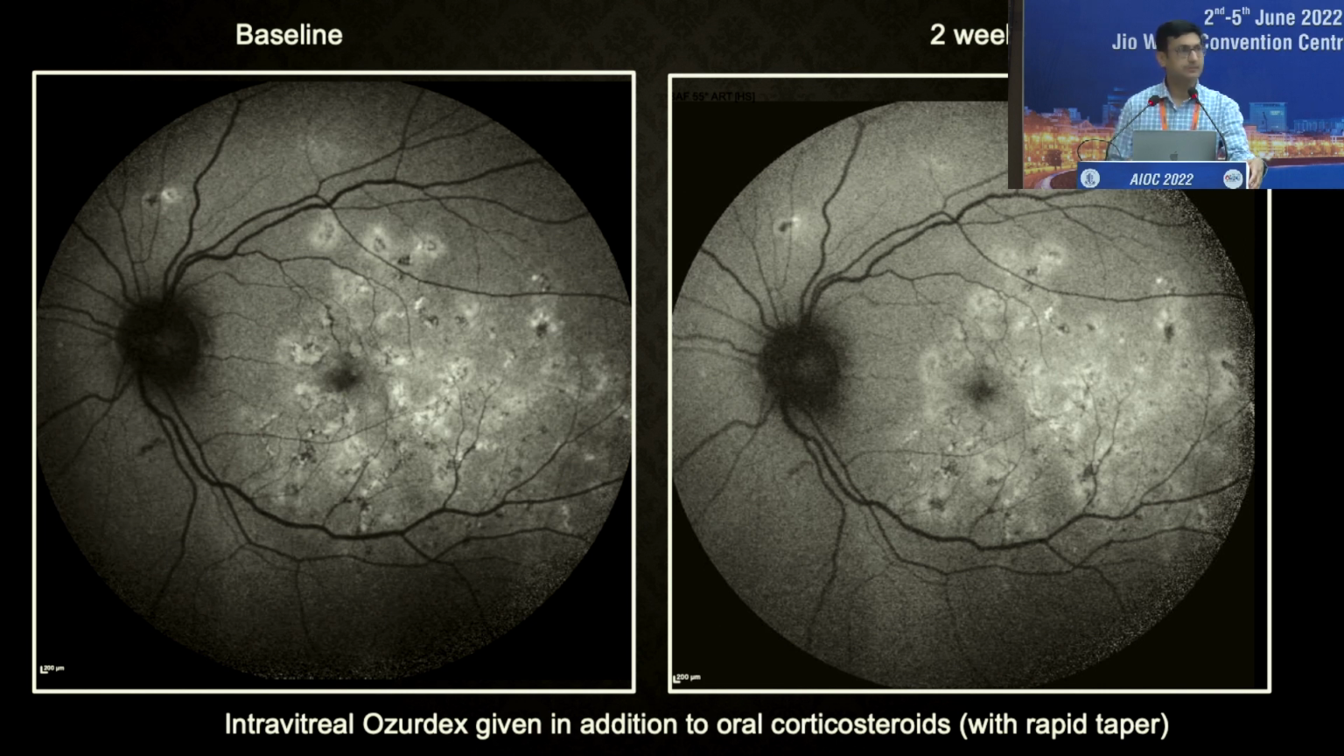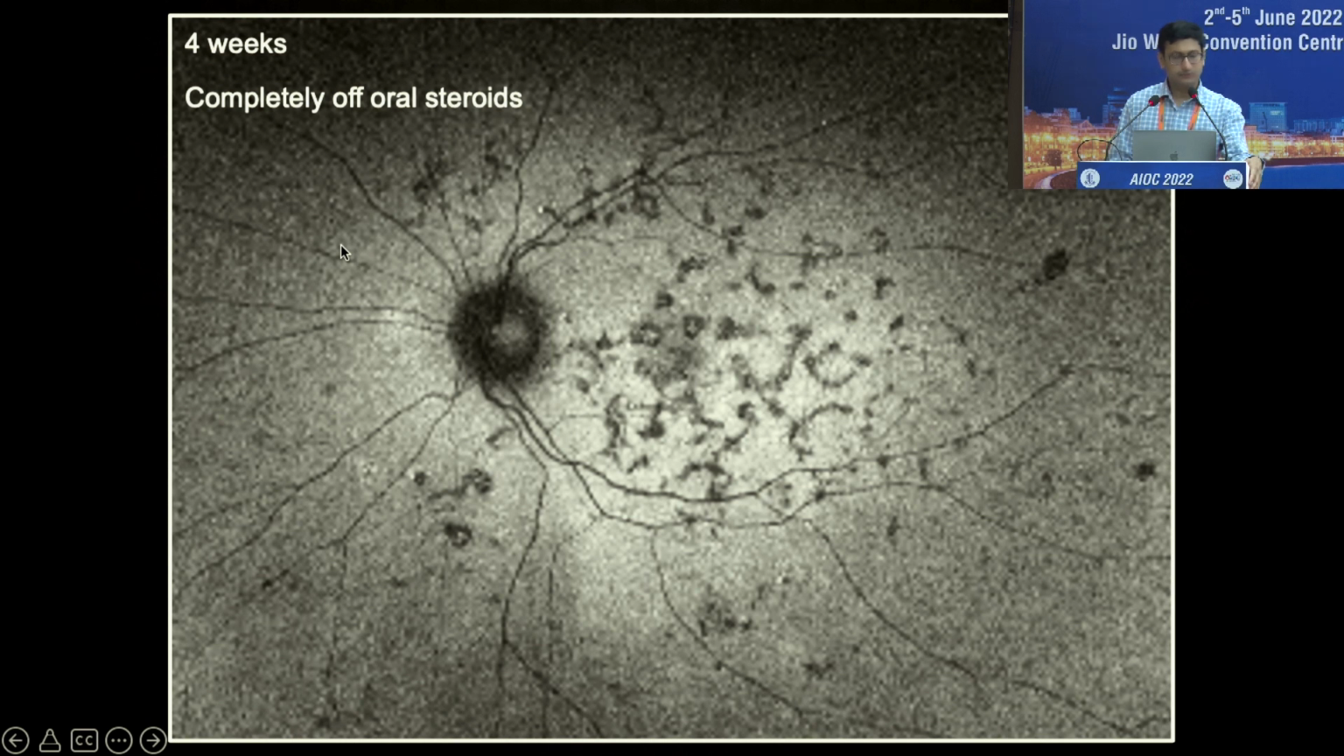So it was like 10 milligrams every 3 days after the injection. And within 2 weeks I found that some of the lesions, especially near the superior arcade, have actually gone away. This particular lesion is not even there at 2 weeks follow-up. And this is at 4 weeks. Now at 4 weeks, this patient is completely off oral corticosteroids and almost everything has healed. And of course, the Ozurdex is still going to act.